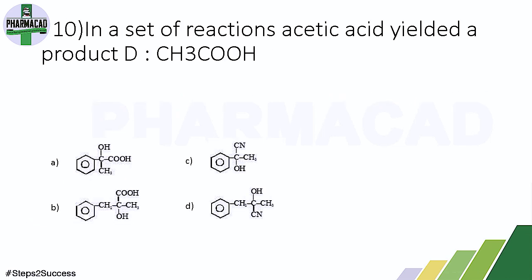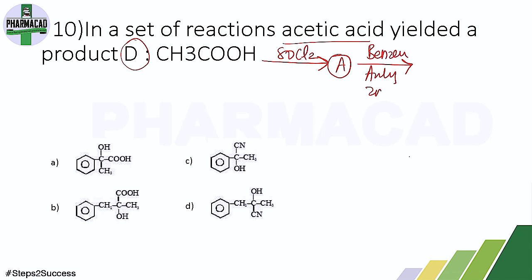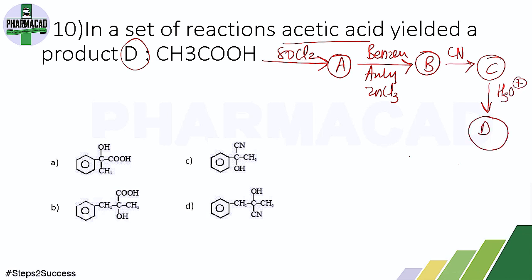Next question. In a set of reactions, acetic acid yielded a product D. CH3COOH, treated with SOCl2, we are getting A. When it is treated with benzene and anhydrous ZnCl2, we are getting B. When it is treated with cyanide, we are getting C, and when it is treated with H3O plus, we are getting D. We have to find out D.